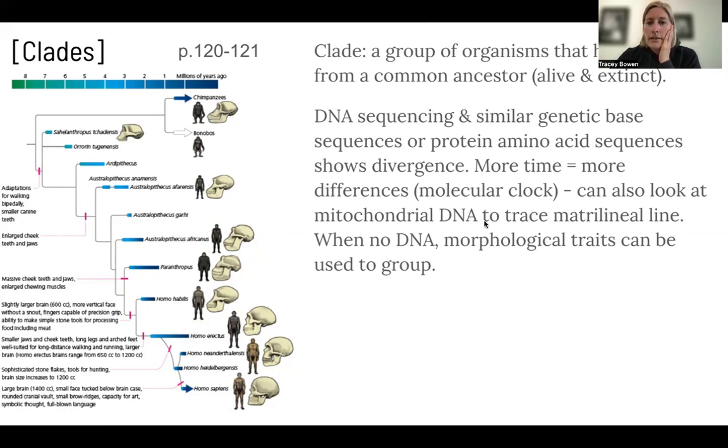And we can also look at mitochondrial DNA to trace the matrilineal line, because the mom's mitochondria are passed on to the baby. And so you can have a direct line through all of the mothers from the mitochondrial DNA. With molecular clocks, this is assumed to be a consistent rate of change. But this is in fact not, because this can be affected by selection pressures.